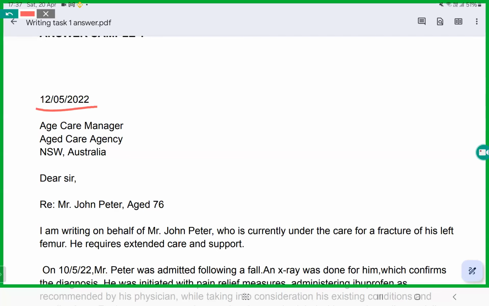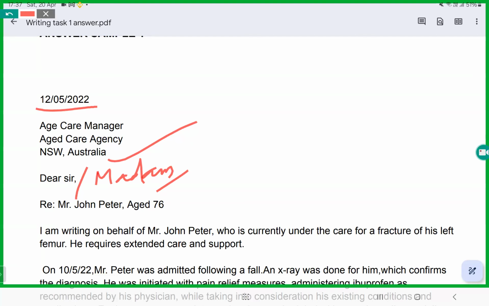12/5/2022. Then I have mentioned the address: Aged Care Manager, Aged Care Agency, NSW, Australia. And the salutation: Dear Sir or Madam. You can write Dear Sir or Madam. Okay, then comma. It is not compulsory to put a comma. Then after that, we need to write the referral.